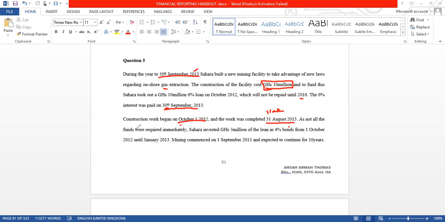As not all the funds were required immediately, Sahara invested 3 million of the loan. You remember the investment in a 4% bond, and they started from October to January. October, November, December, January. That one will give us 4 months. All right. The mining commenced on 1st October and is expected to continue for 10 years. All right, so that is noted.